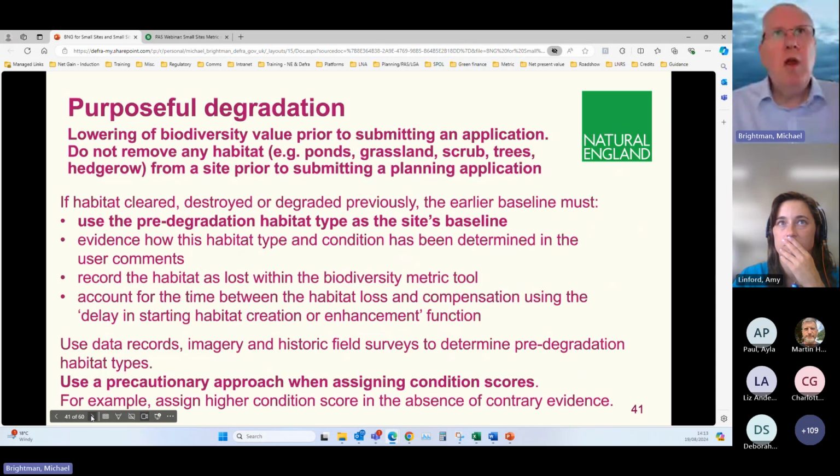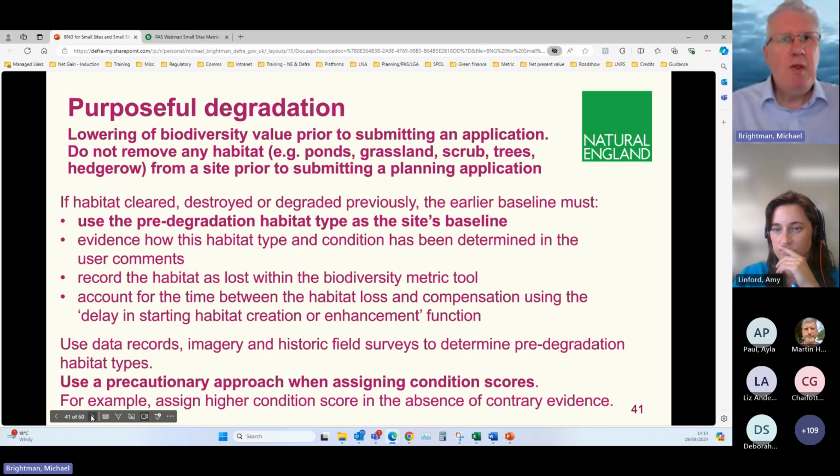A note now on the lowering of biodiversity value prior to submission of a planning application, often referred to colloquially as purposeful degradation. That is the removal of habitat prior to the application, be it filling in of ponds, removal of scrub, trees and hedgerow. As you will know, if habitat is cleared, destroyed or degraded prior to a planning application and after the 30th of January 2020, then the baseline provided as part of the application should be prior to the degradation.